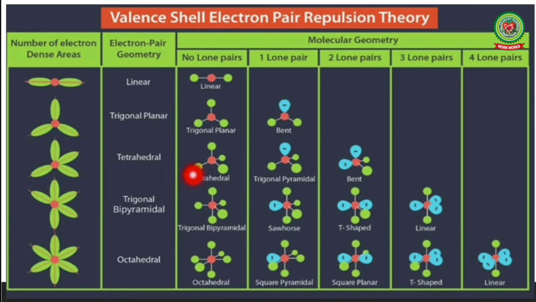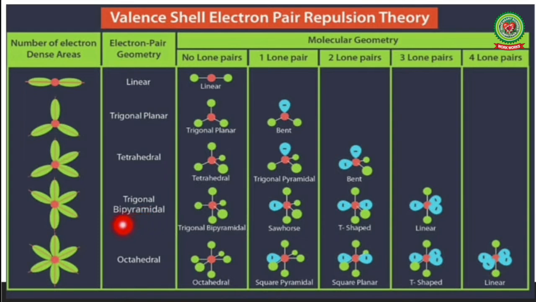Now, if there is one central atom connected to four different atoms, and there are four bond pairs, that means the geometry will be tetrahedral. But in those bond pairs, if there are three bond pairs and one lone pair, then it is trigonal pyramidal. And if there are two lone pairs in the same case, then the geometry becomes bent.